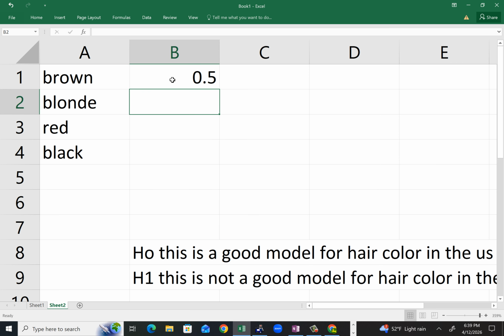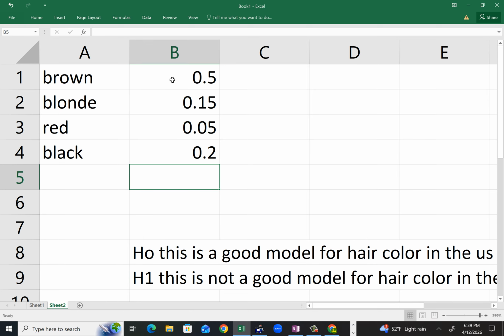0.5, 0.15, 0.05, and 0.2. Is that right? 0.25. No, 0.3. Again, this has to equal 100%. If you haven't figured that out yet, we got a problem. I don't have to tell you. Nice. Now, let's go out and sample.